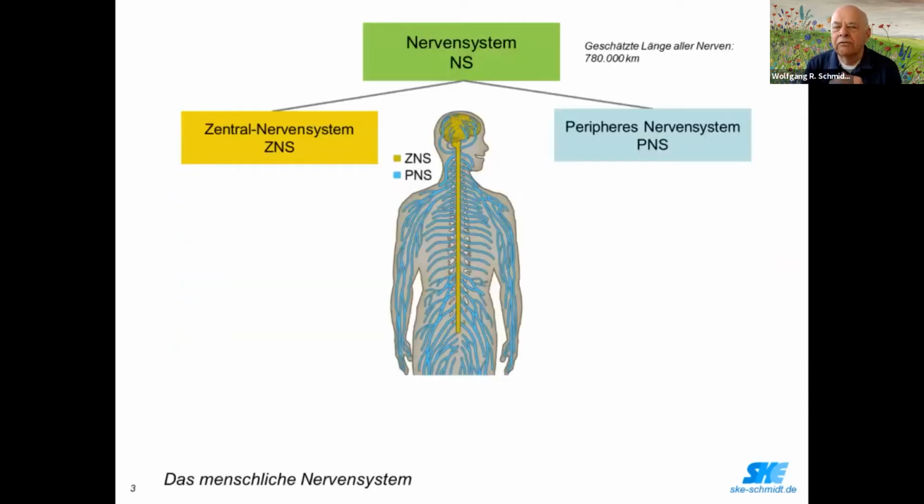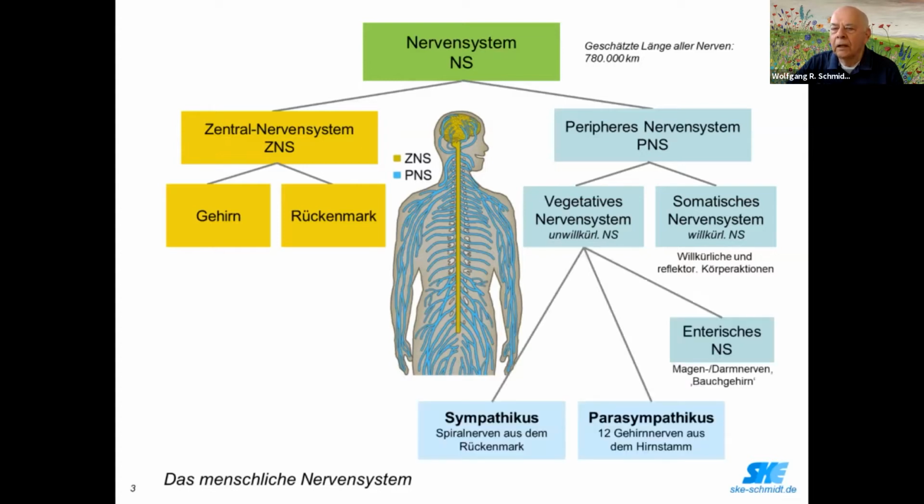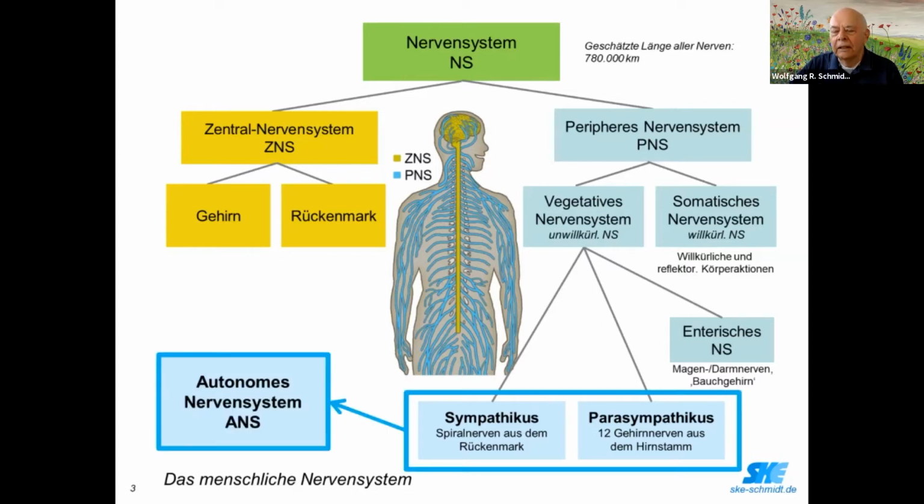So the basis of our nervous system consists of the central nervous system and the peripheral nervous system. In the central nervous system we have the brain and the brain stem. On the other side we have the vegetative nervous system and the somatic nervous system. One is an involuntary, the other one a voluntary, arbitrary system. Then within the vegetative system, we have the sympathetic nervous system and the parasympathetic nervous system. We have the spinal nerves from the brain stem.